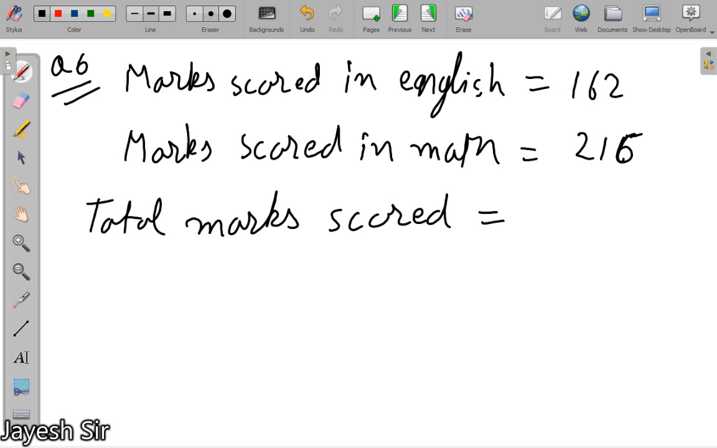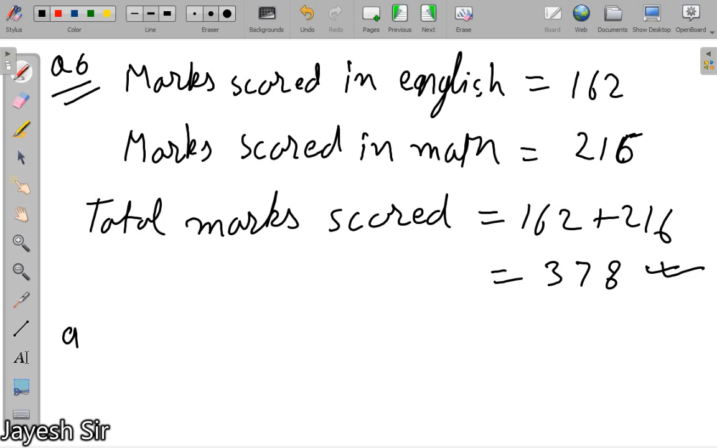Total marks scored will be 162 plus 216, that is 378 marks. Okay, so this is the total marks scored. Now you can do both the parts quite easily. First is ratio between marks in English and marks in maths.